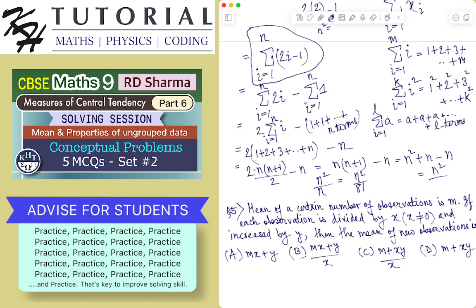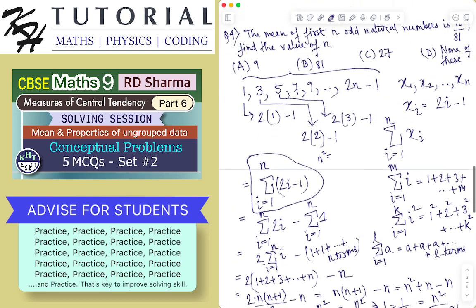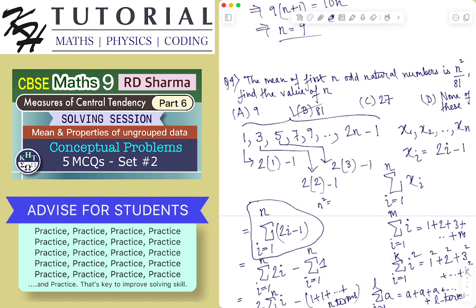So we are having n squared by n is equal to n squared by 81. Since n is a natural number, it cannot be 0. I can cancel out n squared from both the sides, and I have 1 by n is equal to 1 by 81. This implies n is equal to 81. N is equal to 81. So the correct choice is B.